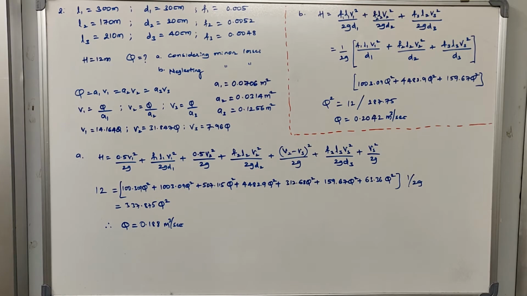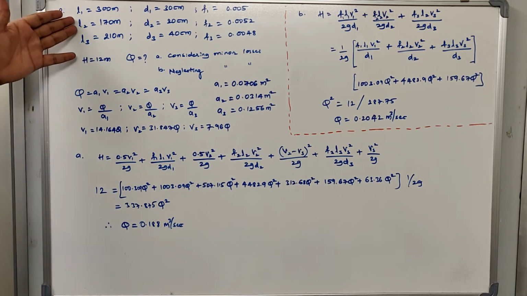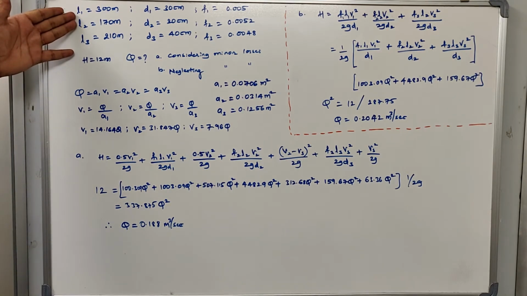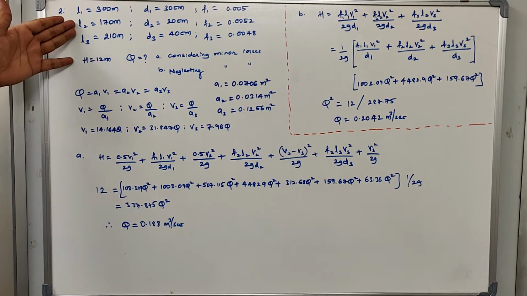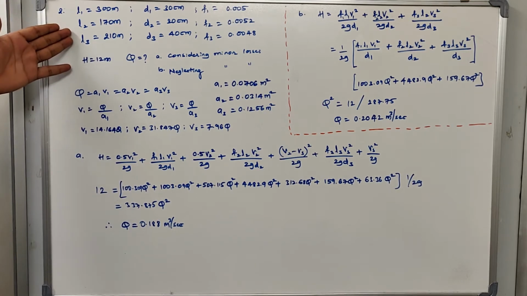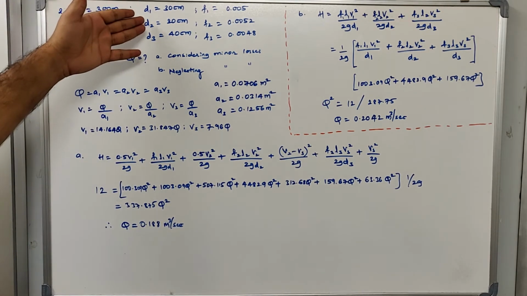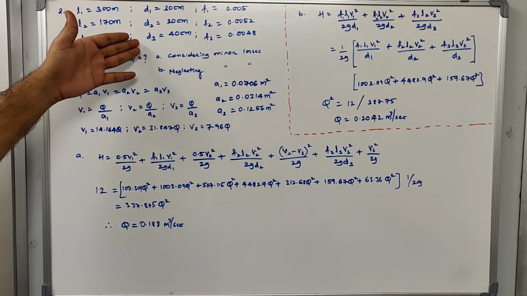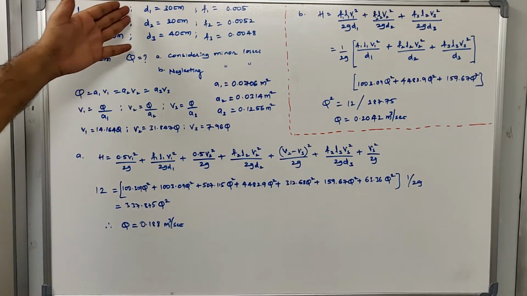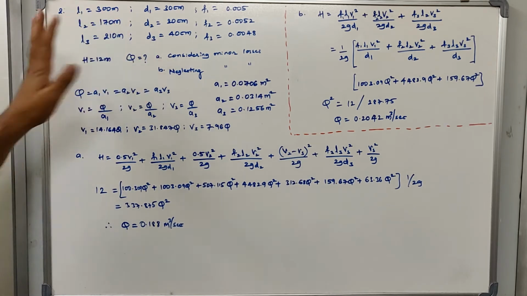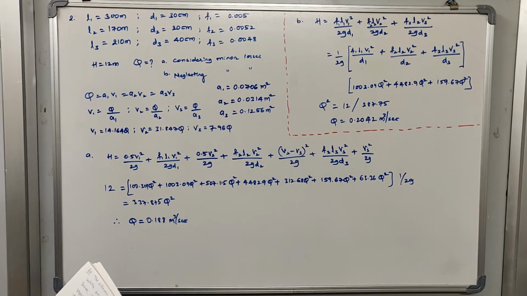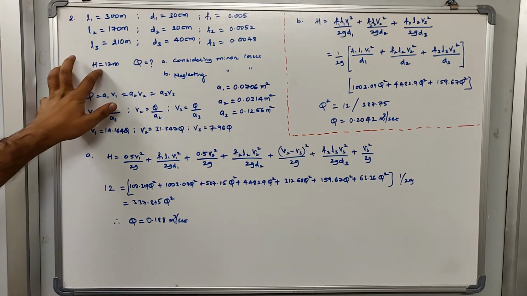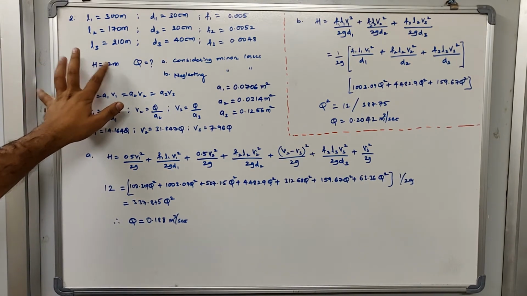So the water level difference is given to you, and the diameter and length of the pipes are given to you. First we will write down the length of the pipes. As we know, the lengths of the pipes are 300 meter, 170 meter and 210 meter, and their respective diameters are 30 centimeter, 20 centimeter and 40 centimeter. Once we have written the lengths and diameters of the pipes, the next thing is we will see the difference of water level between the two tanks, which is 12 meter, as given to you.